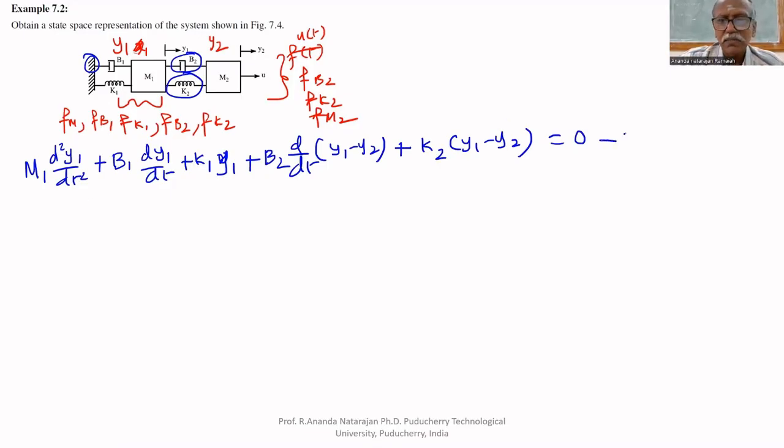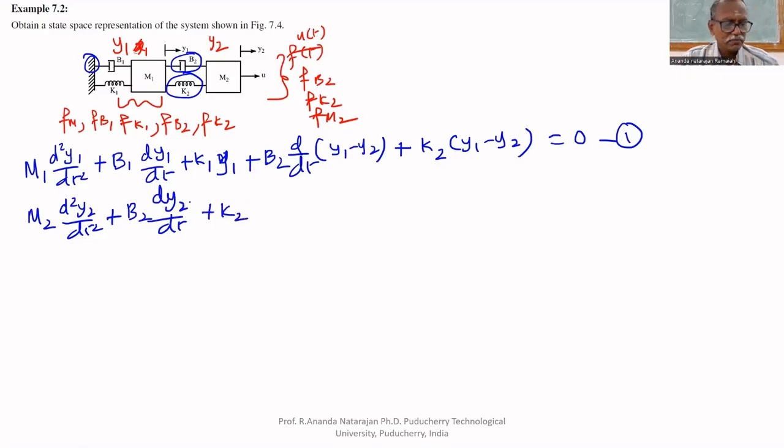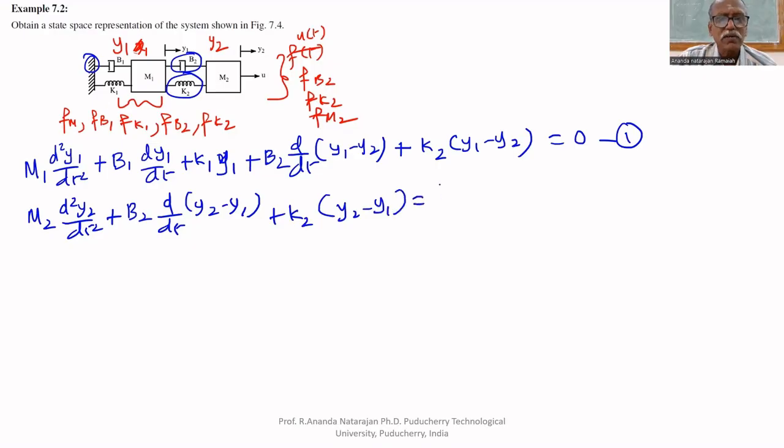This is the first equation. The second equation is m2 d square y2 by dt square plus b2 d by dt of y2 minus y1, because both ends are moving, and k2 times y2 minus y1 equal to applied force u of t. This is the second equation.